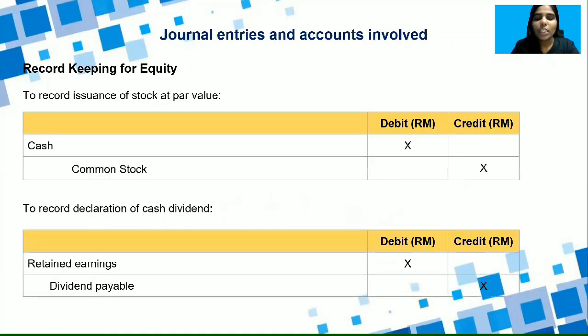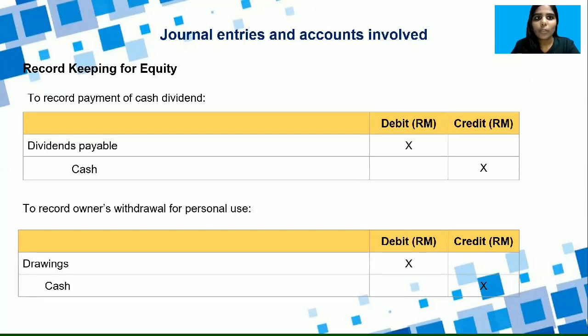Moving forward to the journal entries and accounts involved. The first one is to record the issuance of stock at par value. The debit is cash, the credit is common stock. The second one is to record the declaration of cash dividend. The debit is retained earnings and the credit is dividend payable. Moving forward, to record the payment of cash dividends, the debit is dividend payable and the credit is cash.